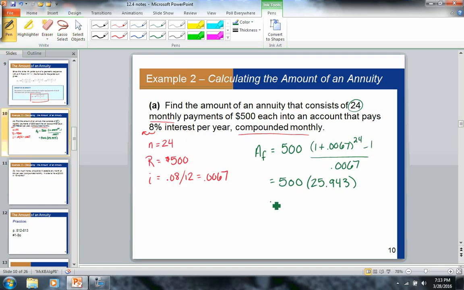And then we times by 500 as our last step there. So we'll end up with $12,971.67. And again, you want to write your answer on a quiz or a test as a sentence. So you would say this person will have $12,971.67 after 24 monthly payments of $500.